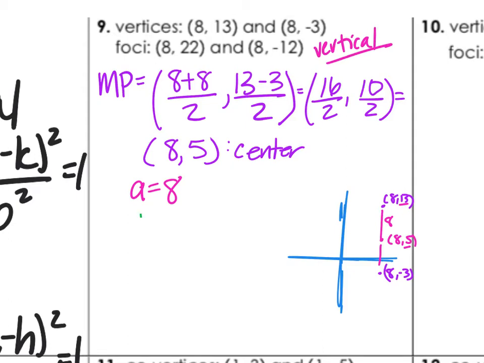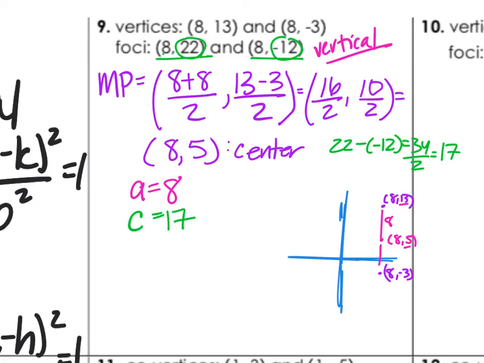So C is going to be the distance between these 2 foci. Notice how the 8 in the x position is the same. So the distance between the y's divided by 2 is going to give us C. So we just do 22 minus negative 12, which would be 34, and then half of that is 17, so that is our C.